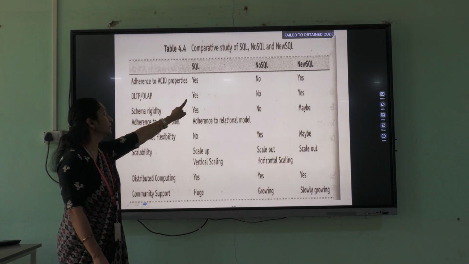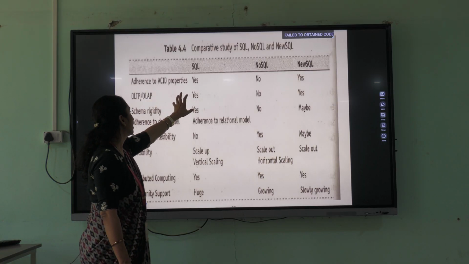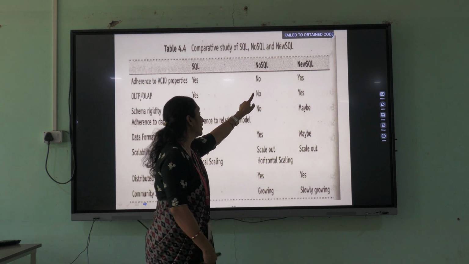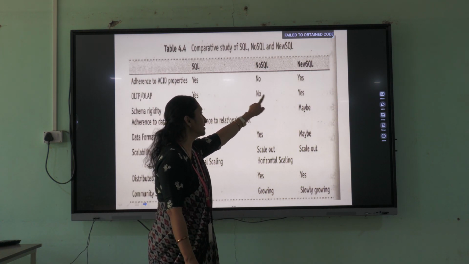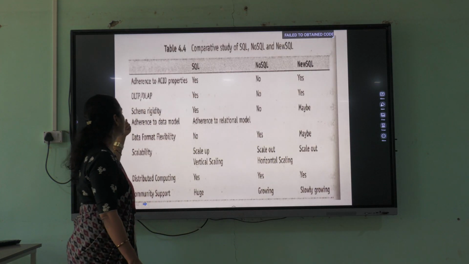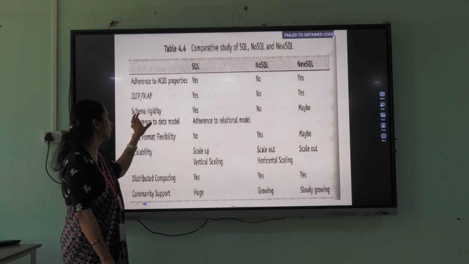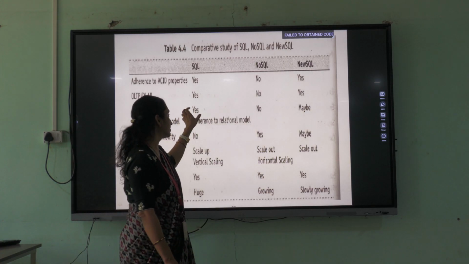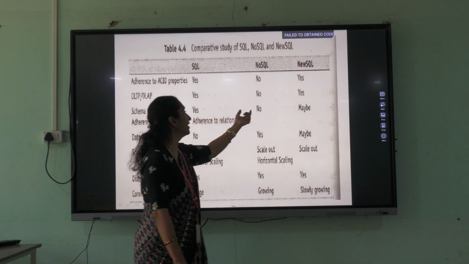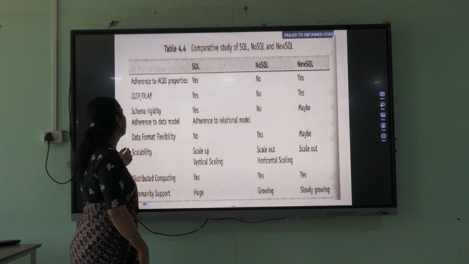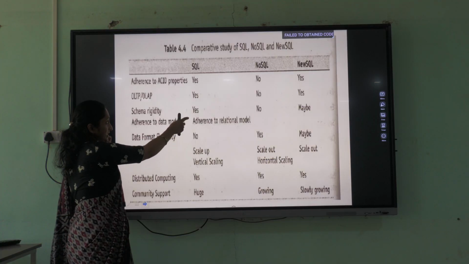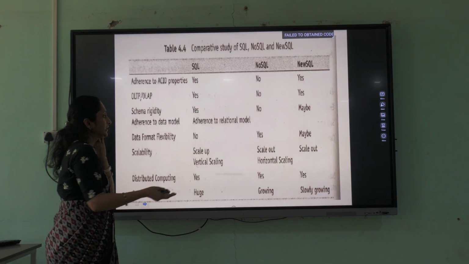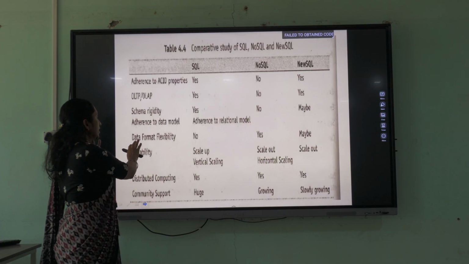OLTP, OLAP: this is also completely taking care of transaction processing and analytics. But here OLTP is somewhat compromised again. Here yes, which is somewhat close to SQL; NoSQL is somewhat close to SQL. Schema rigidity: yes, that means it is schema oriented, and this one, no, maybe. We have adherence to the data model: yes, this is completely adherent to the data model, and these two, no, because NoSQL is accepting data from so many data sources.